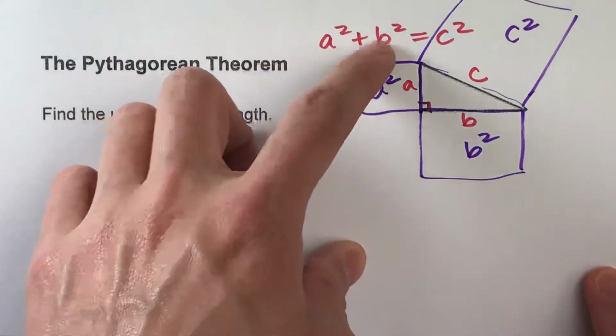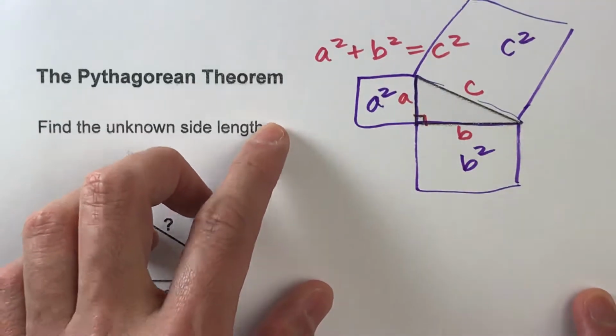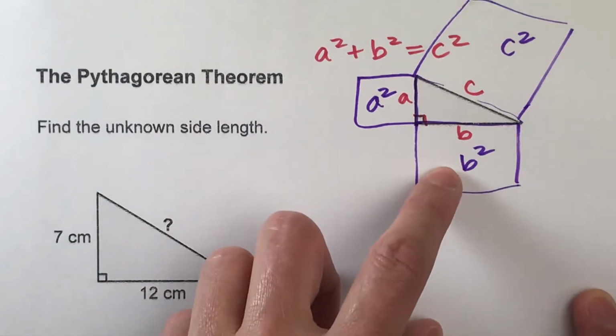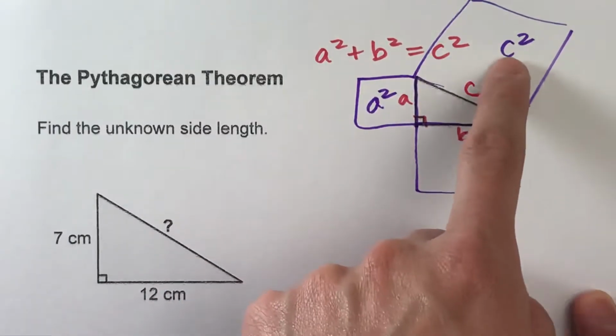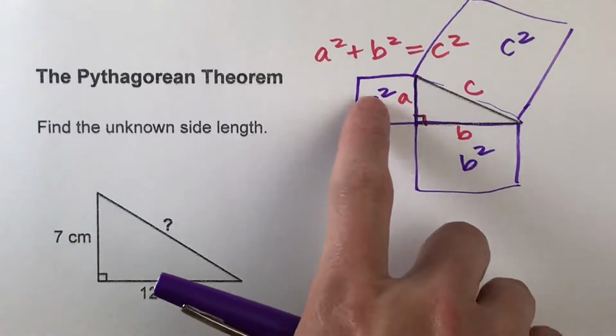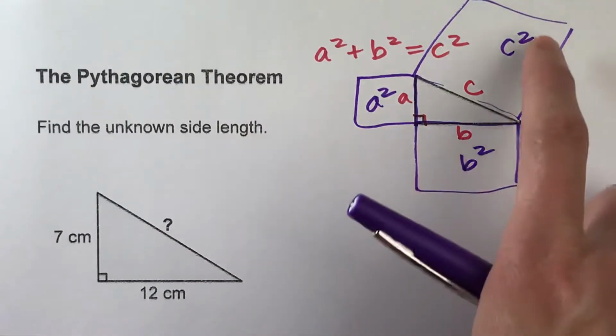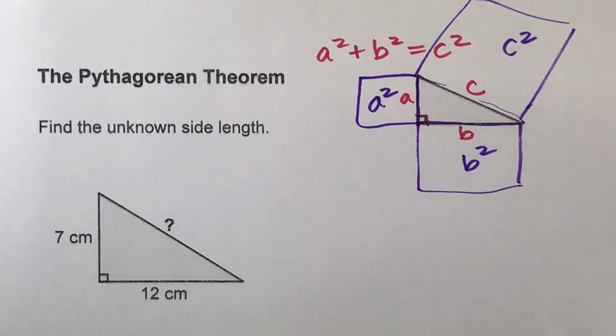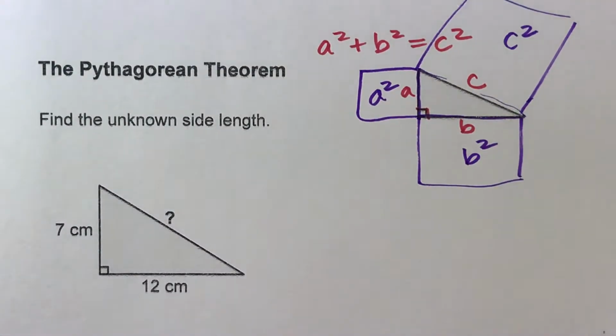And so what the Pythagorean theorem is really saying here is that this area plus this area equals this area. Or in other words, the two squares attached to the legs always add up to the area of the square attached to the hypotenuse. So it makes working with the Pythagorean theorem a lot easier if you do it in pictures. So that's what we're going to do here today.